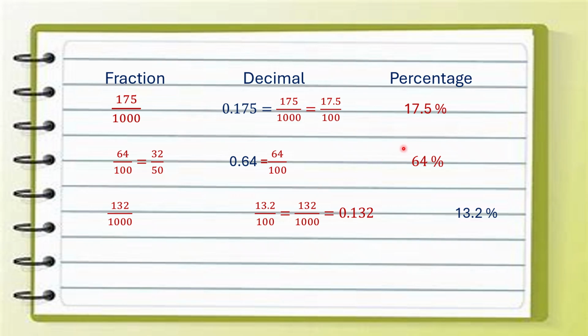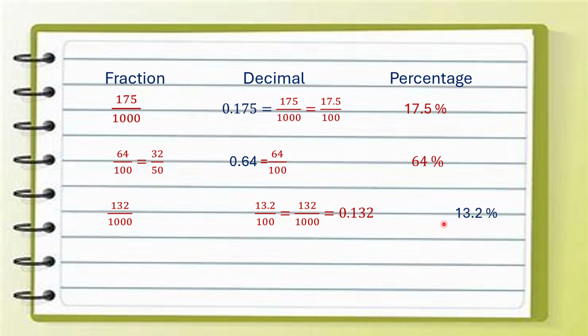Now let's convert into percentage. Now what is the percentage rule? The denominator should be 100. So this is already in 100. So the answer is 64 percentage. Now the next question is 13.2 percentage. We have to convert into fraction as well as decimal.